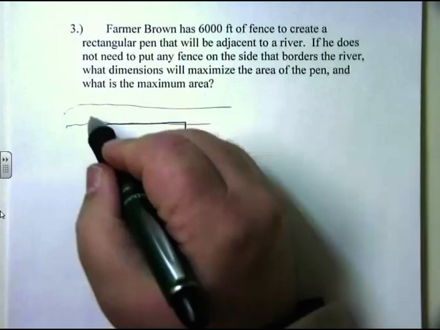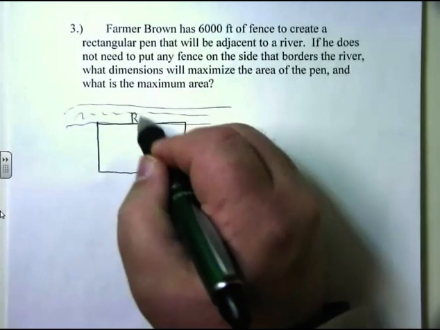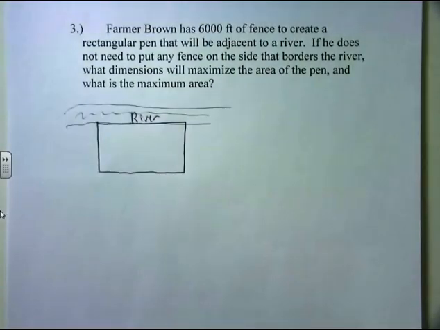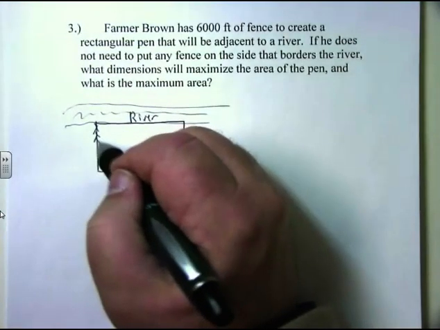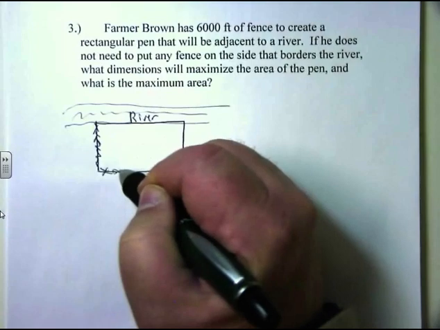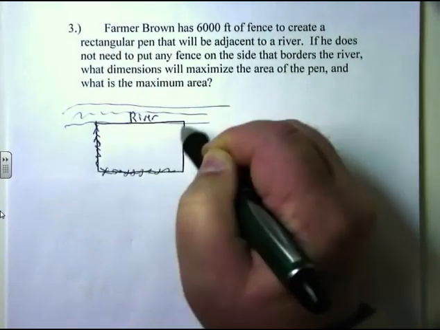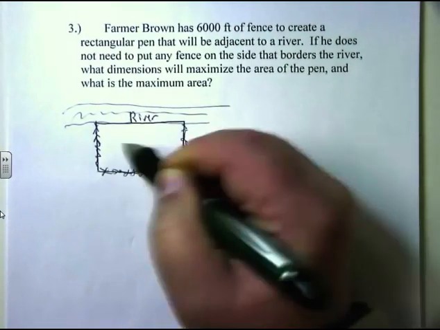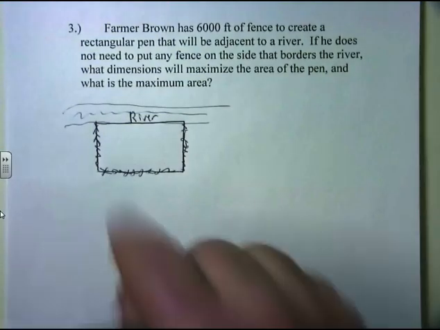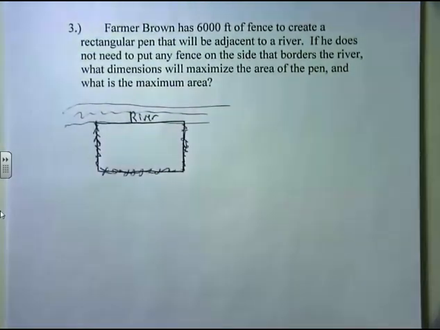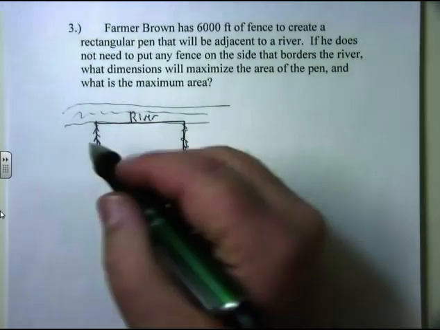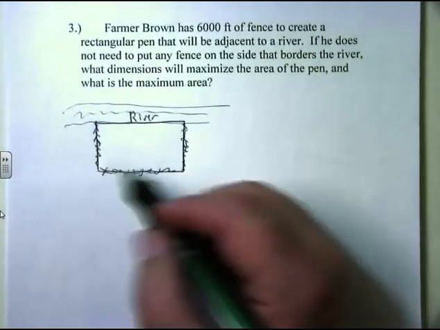Here's my river. Okay. If he does not need to put any fence beside the river, so we're going to put the fencing here, here, and here. Obviously, we'll put the cows, get down to the water or whatever. So we're only going to put fencing on 3 sides. And so in terms of, we want to figure out what the maximum area has to be.